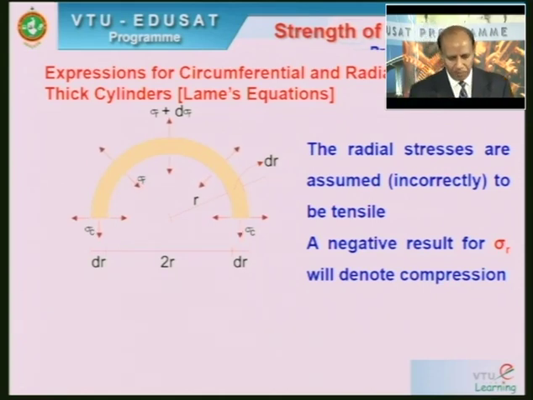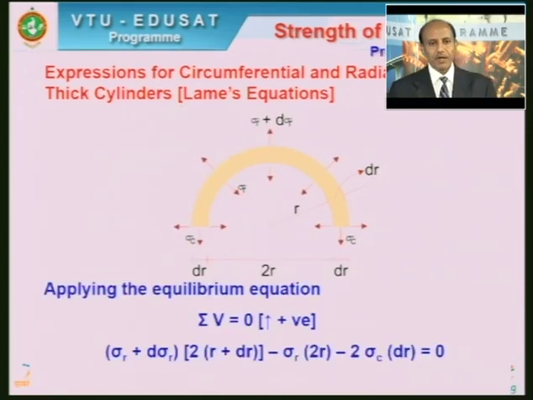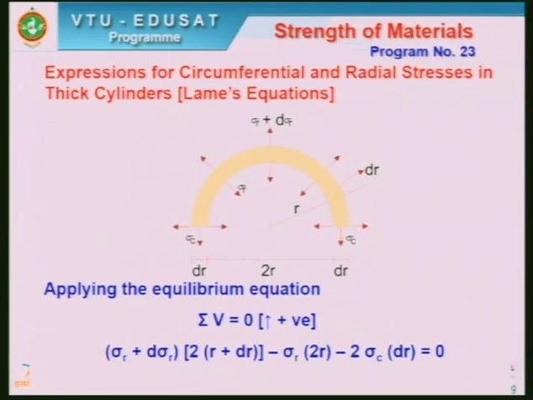Once you write the free body diagram, we apply the equilibrium equation, that is, the summation of the forces in the y direction, or vertical direction, equals 0 with some sign convention. It is very important to note that in this case the radial stress is assumed as tensile, and in the previous slide you saw that it is tensile. Whether it is compressive or tensile, we assume the direction as tensile. If you get a negative sign for radial stress, it means it is compressive. So that's important, you need to understand. You have to be careful.